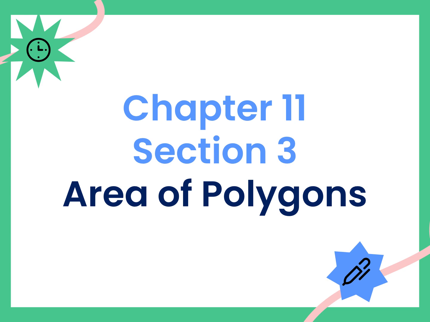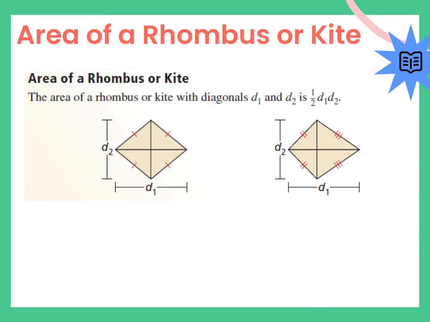We've also seen squares and rectangles, where a square could just be side to the second power, or base times height, or length times width, which is the same as a rectangle. So on the very first slide here, we have the formula for area of a rhombus or area of a kite. So the area of a rhombus or a kite, when you're given the length of the diagonals, is just 1/2 diagonal 1 times diagonal 2.